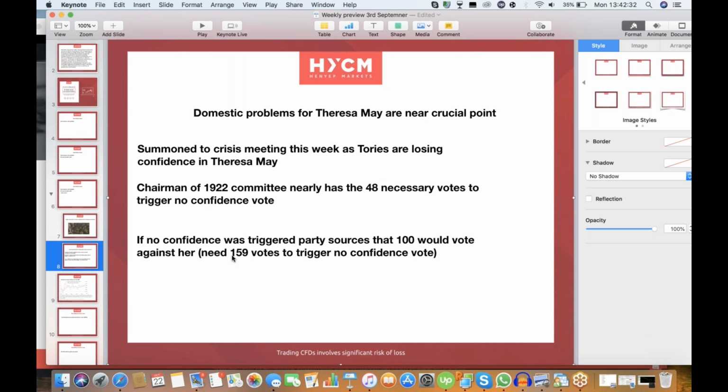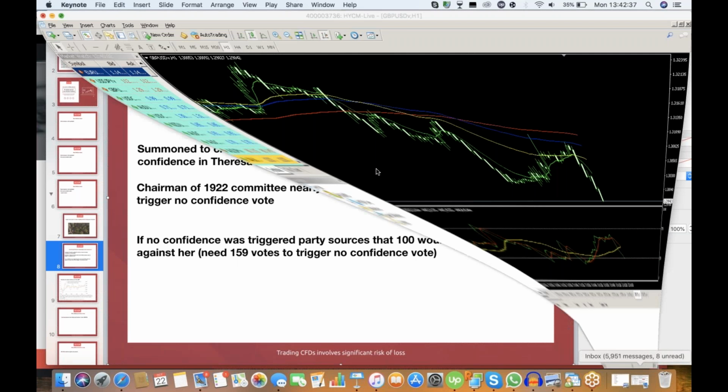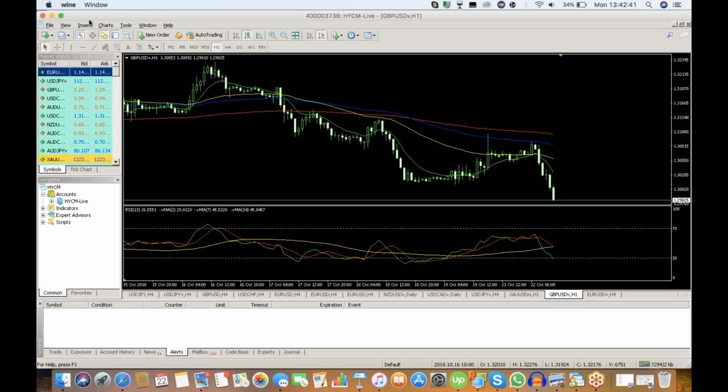So politically, if that vote does get triggered, there is a distinct risk that Theresa May will be voted out of her position. So that is a real market risk, and that is the risk that the pound is currently digesting. Hence the pound US dollar pair is being sold. That is the current sentiment. That is the current mood of the market.